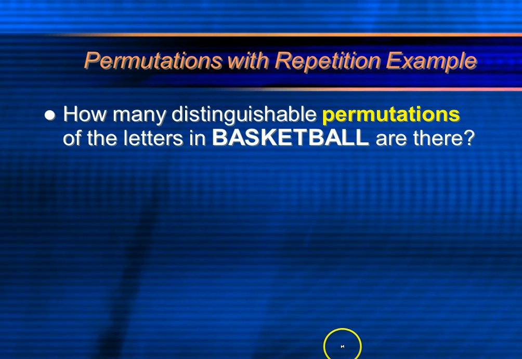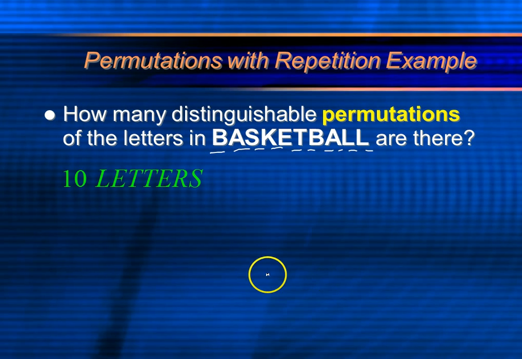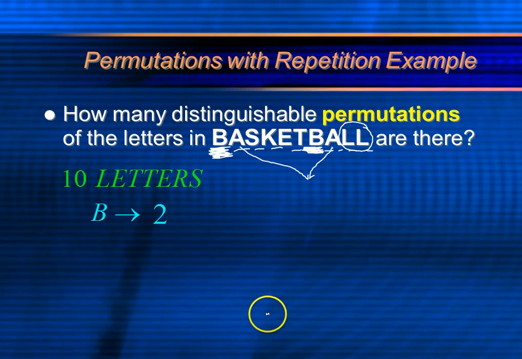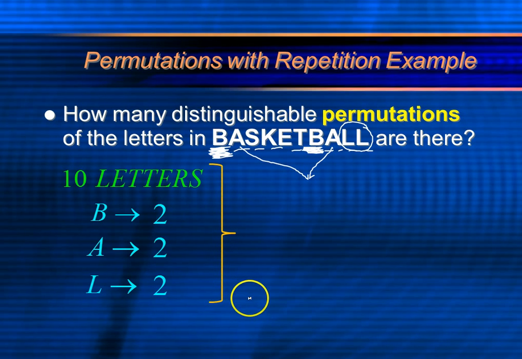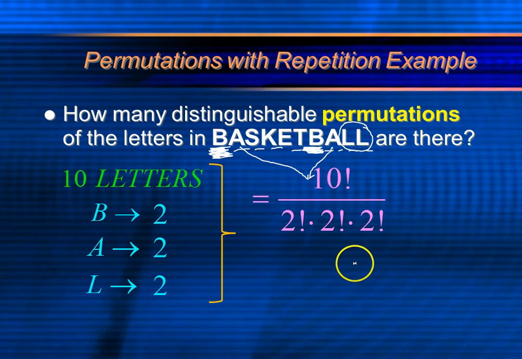Okay, so let's look at another example. Basketball. 10 letters. 1, 2, 3, 4, 5, 6, 7, 8, 9, 10. But I said I have to divide by the repeats. Well, what are my repeats? A and A, L and L, B and B. Do I have any more? S-K-E-T? No, so I have to divide by those repeats. I have 2 B's, 2 A's, and 2 L's. So I have 10 factorial on top, dividing by my repeats, 2 factorial times 2 factorial times 2 factorial.